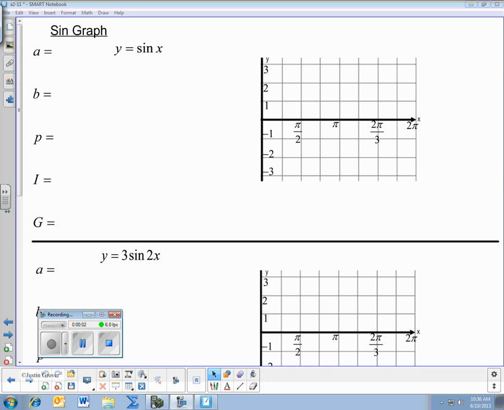Graphing the sine function is very similar to graphing the cosine function, and our calculator is going to be very useful here. But first, you notice on the side here, I have listed a couple of things, and you want to do this every time. A, B, P, I, G.